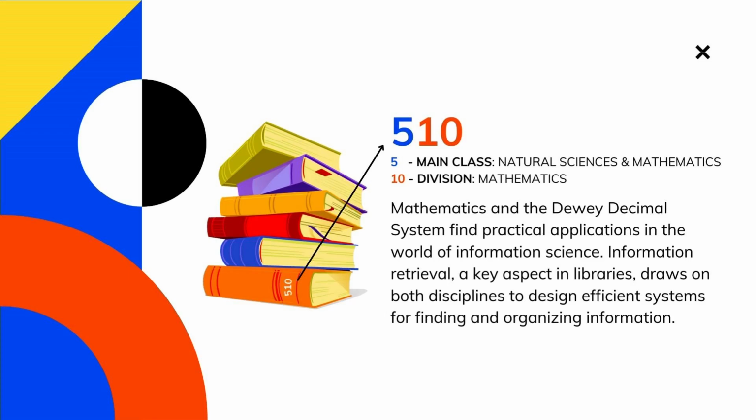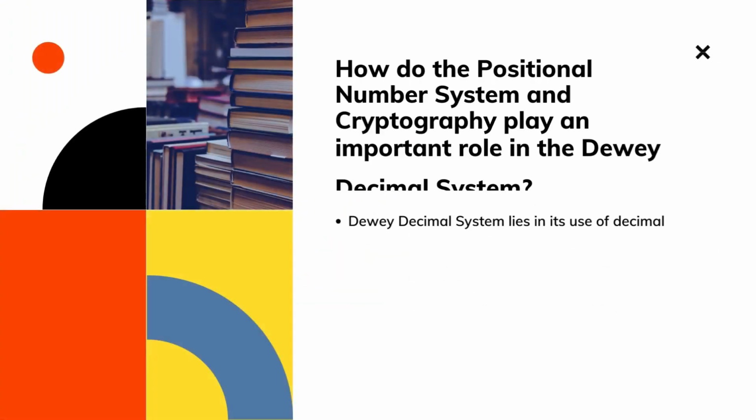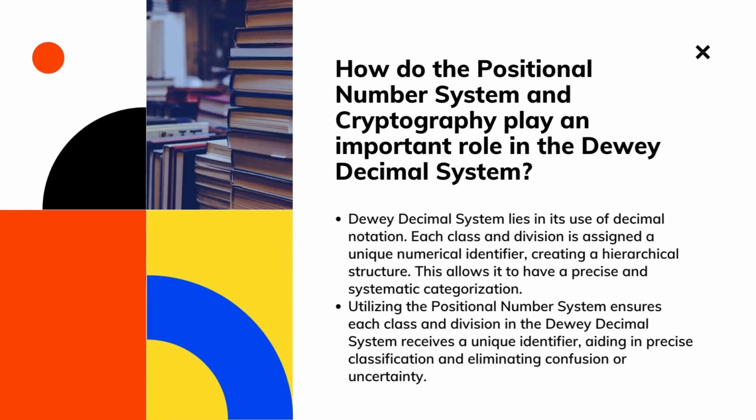Information retrieval, a key aspect in libraries, draws on both disciplines to design efficient systems for finding and organizing information. How do the positional number system and cryptography play an important role in the Dewey Decimal System? Each class and division from the Dewey Decimal System corresponds to different subject areas, creating a structured framework for information retrieval.